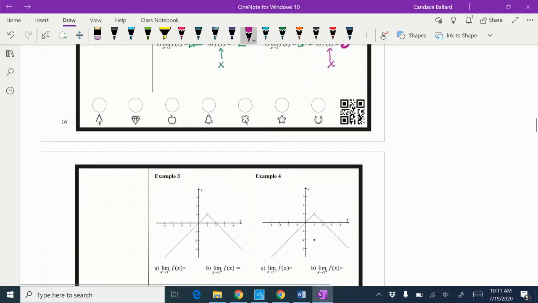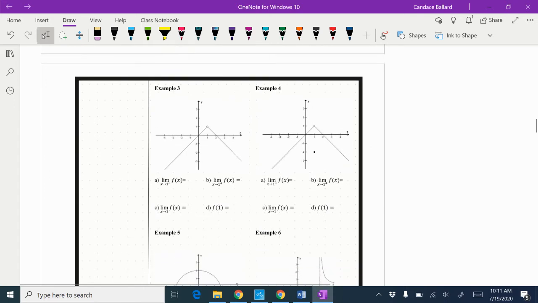All right, looking at example 3. As I am approaching an x value of 1 from the left side, it looks like my y value is going to 1. As I am approaching an x value of 1 from the right side, it looks like my y value is going to 1. So yay, my right and my left match, so the limit is, in fact, 1.